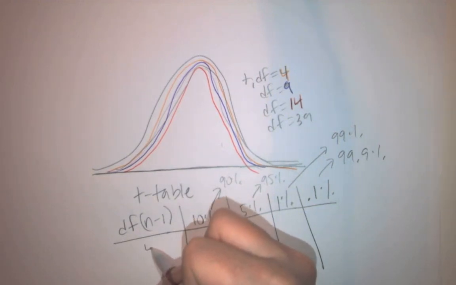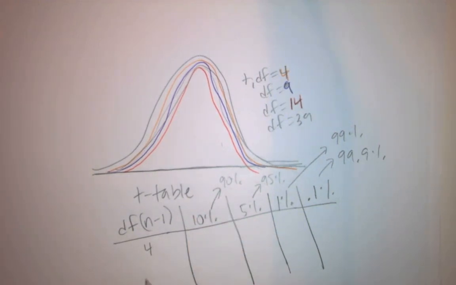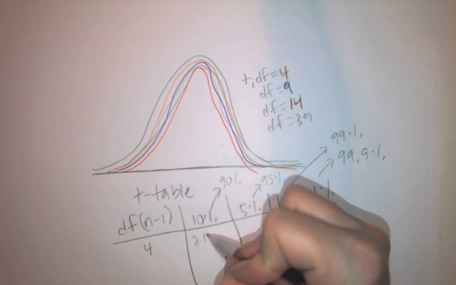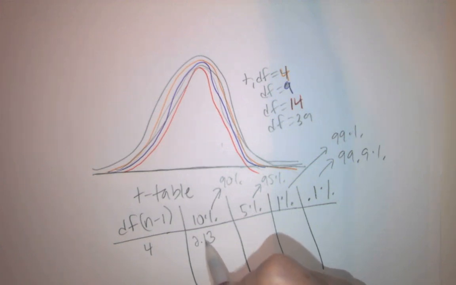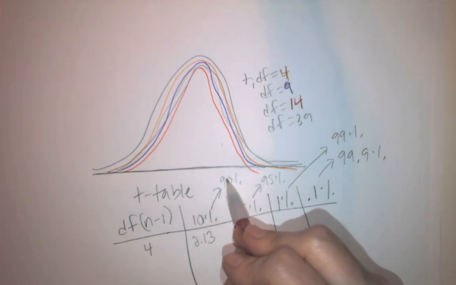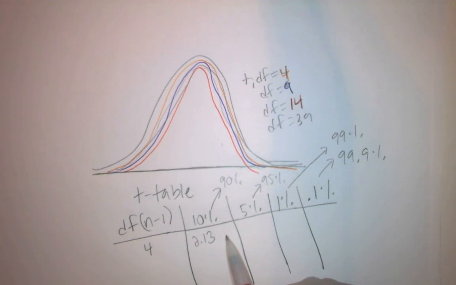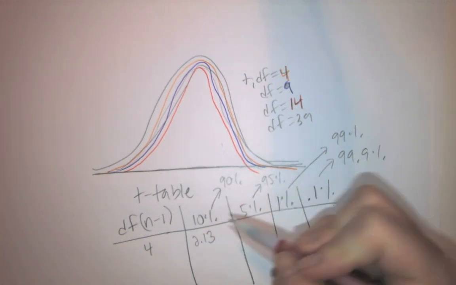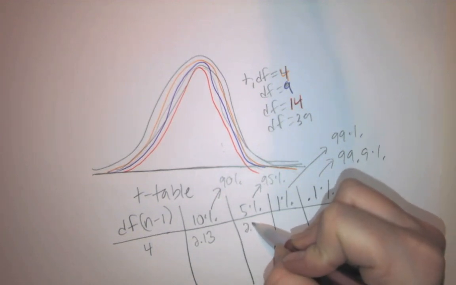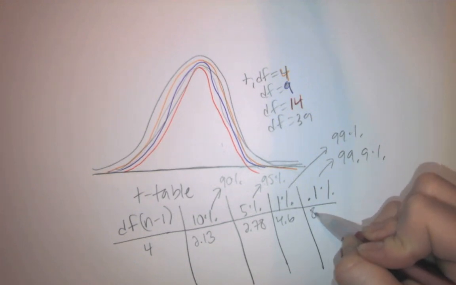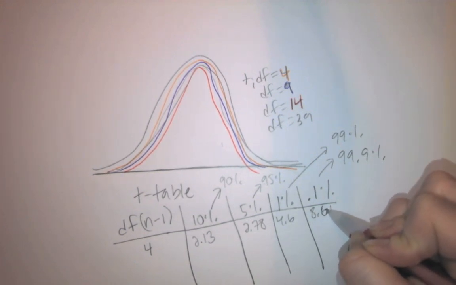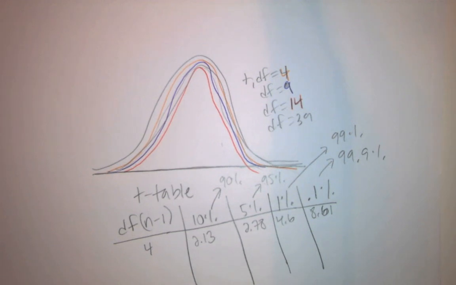So when we see in the degrees of freedom table, for degrees of freedom of 4, our critical value is 2.13 at 10%. This means we are 90% confident that our data will fall within our calculation using 2.13. And then it goes to 2.78, and then 4.6, and then 8.61. So I'll show you how to use the t-table with the example right now.